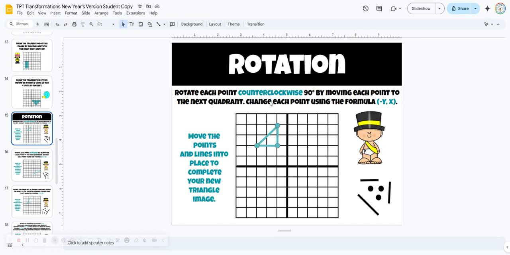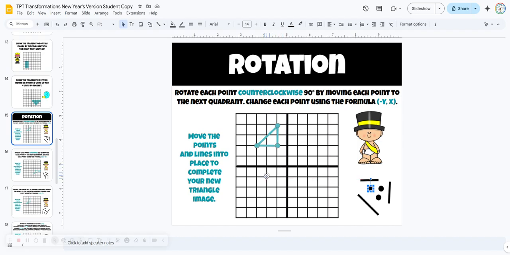If we move this triangle shape counterclockwise 90 degrees, that puts it in quadrant 3. We're going to take the coordinates of each of the points, using this formula, (x, y) goes to (-y, x), and that will show us where the new points are going to be. Here we have the point (-1, 2). If we use this formula, it's going to be (-2, -1).